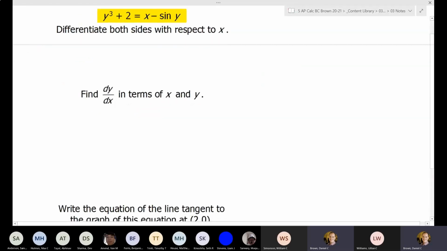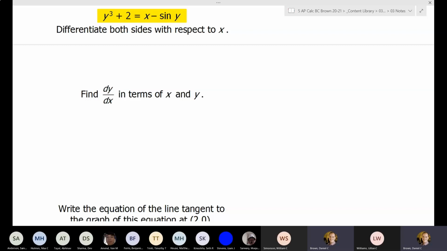And so I have this curve right here. The curve is, I have y cubed plus 2 is equal to x minus the sine of y. So your graphing calculators can't graph implicitly defined functions, but a program like Desmos can graph them pretty easily. So looking at the questions I have, I want to first differentiate both sides with respect to x. And then the second question is I want to find dy dx in terms of x and y.